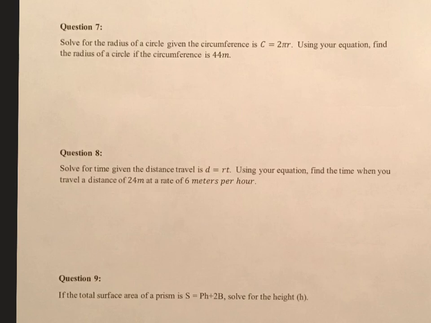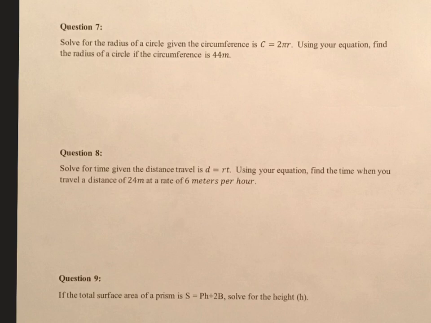Okay, guys, we're on page 14 of literal equations. Okay, number 7. It says solve for the radius of a circle if given the circumference is c equals 2 pi r. Using your equation, find the radius of a circle if the circumference is 44 meters.